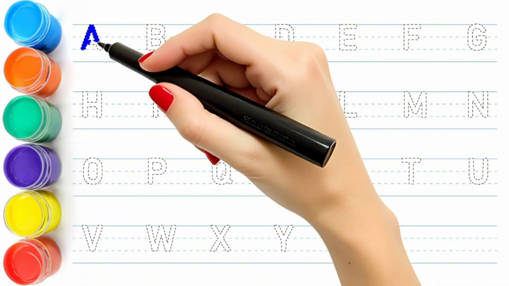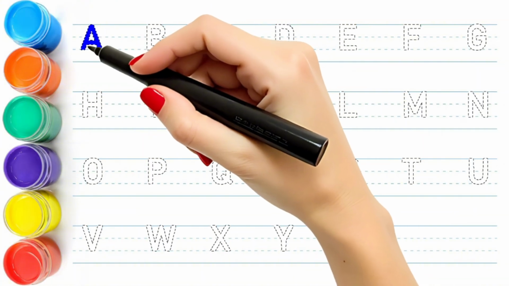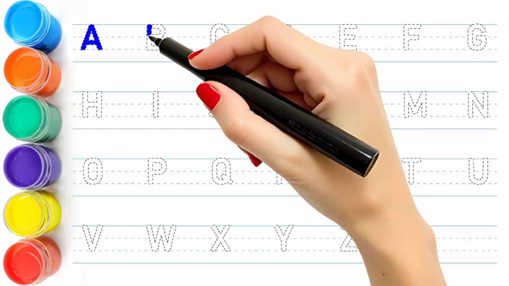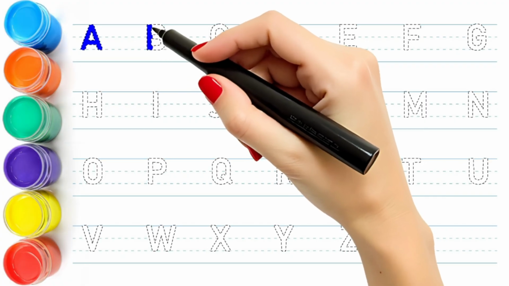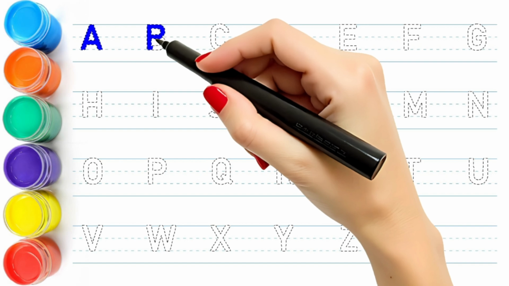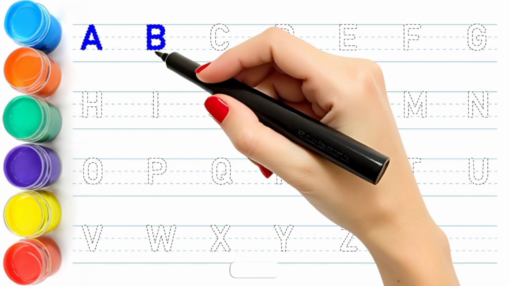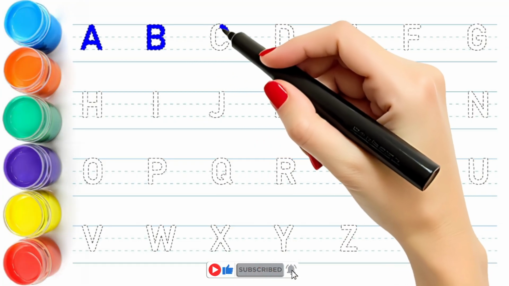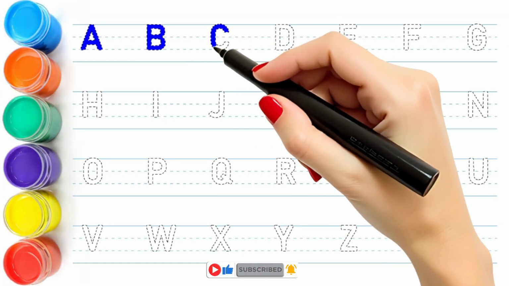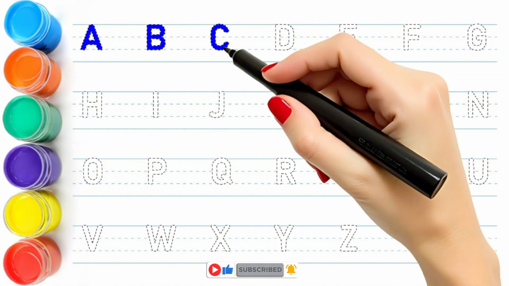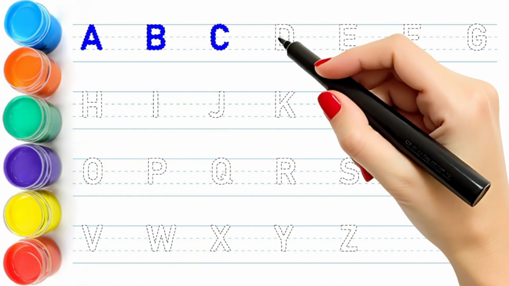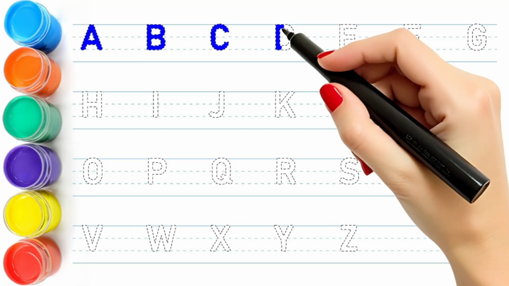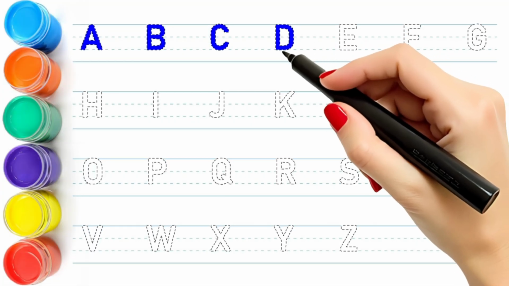A. 2 slant lines and 1 horizontal line in the middle. B. 1 vertical line with 2 round curves. C. 1 big curve open on the right side. D. 1 vertical line and 1 big curve.